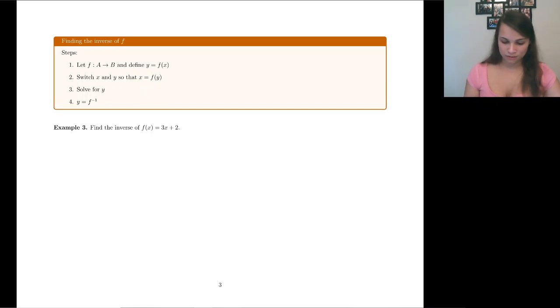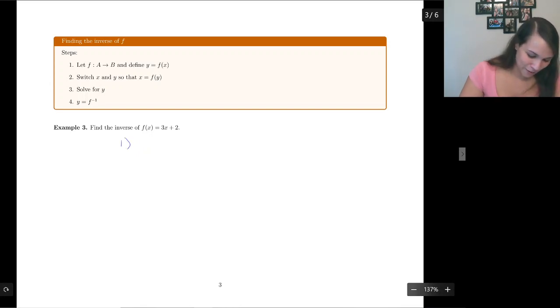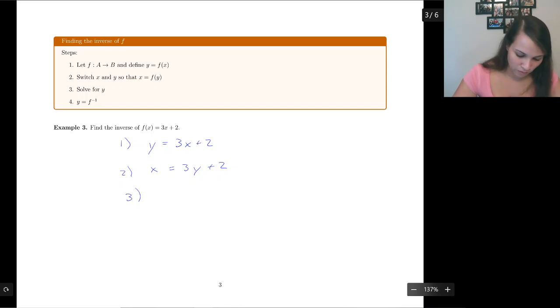So let's try. Let's find the inverse of f of x, where that was 3x plus 2, since the g that we had before was not f inverse. Let's see. So step 1, we say that y is equal to f of x, where f of x is 3x plus 2. Step 2 is we switch them. Step 3, we want to solve for y.